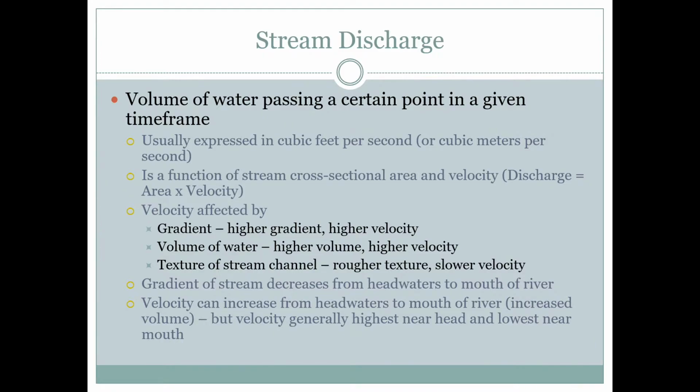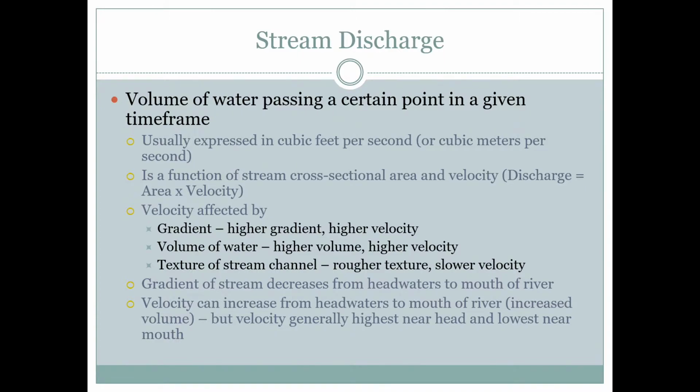So what affects velocity of a stream? The gradient, in other words, the slope of the stream. The higher the gradient, the higher the slope, the higher the velocity. That stands to reason, right? The volume of water affects the velocity of a stream.